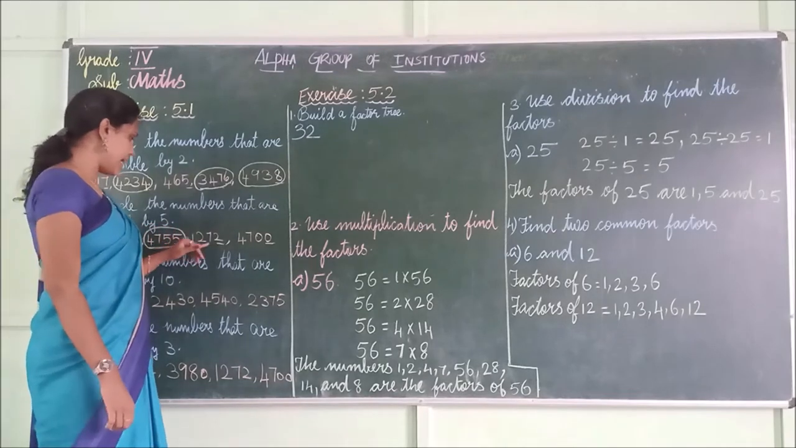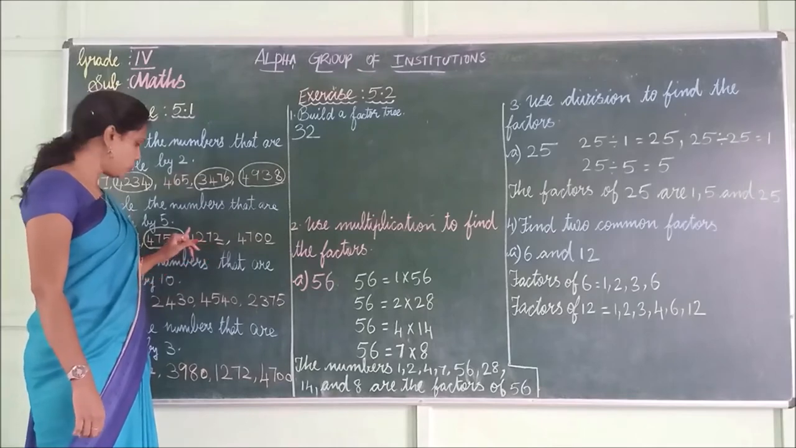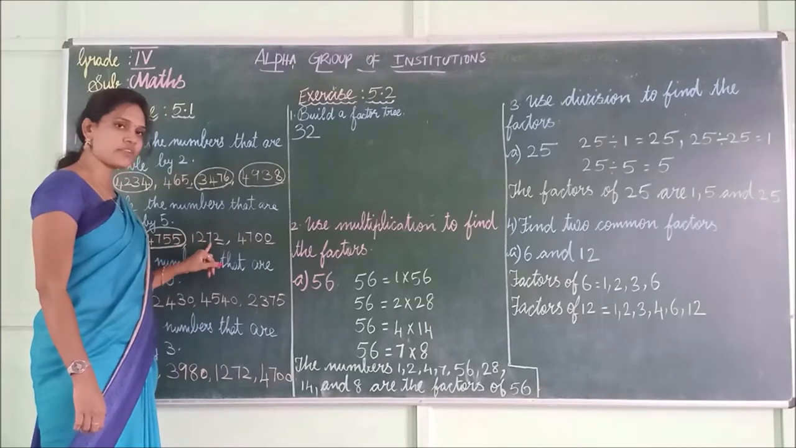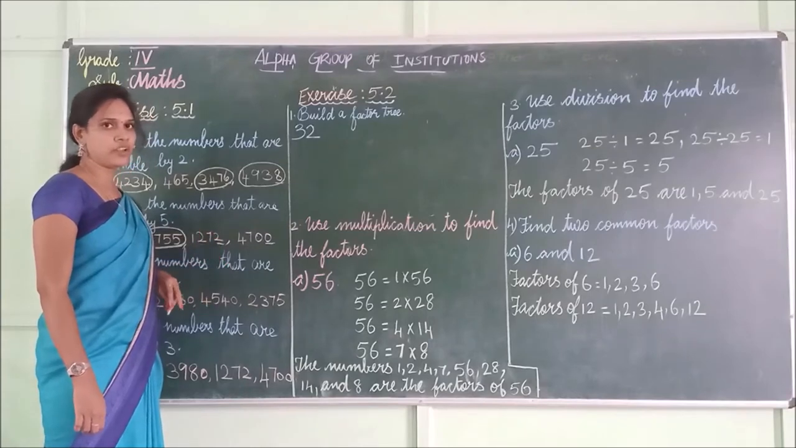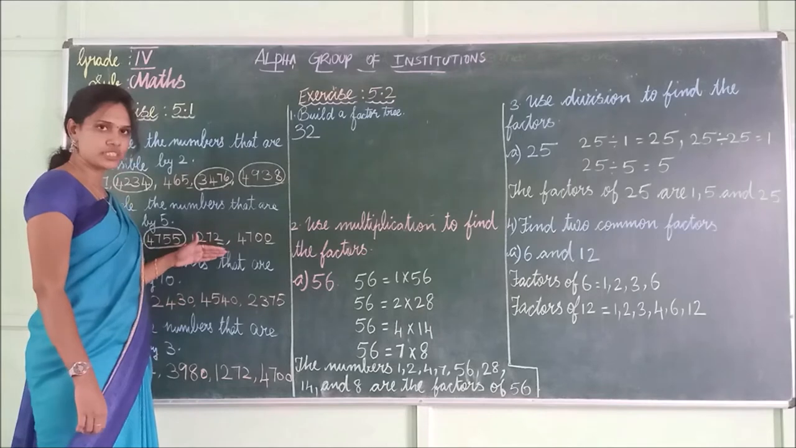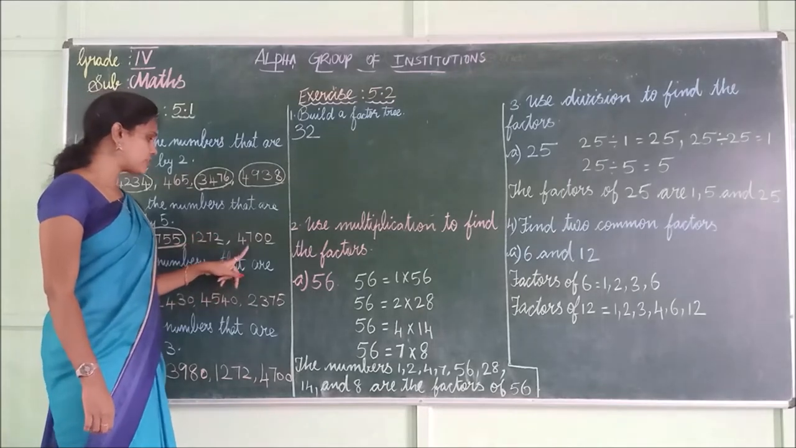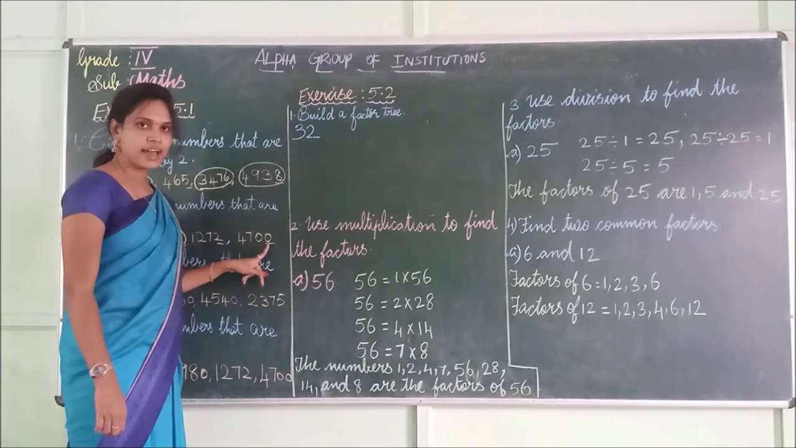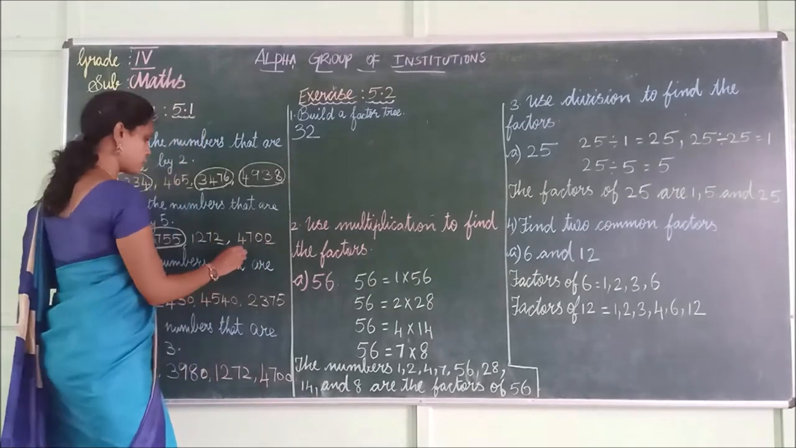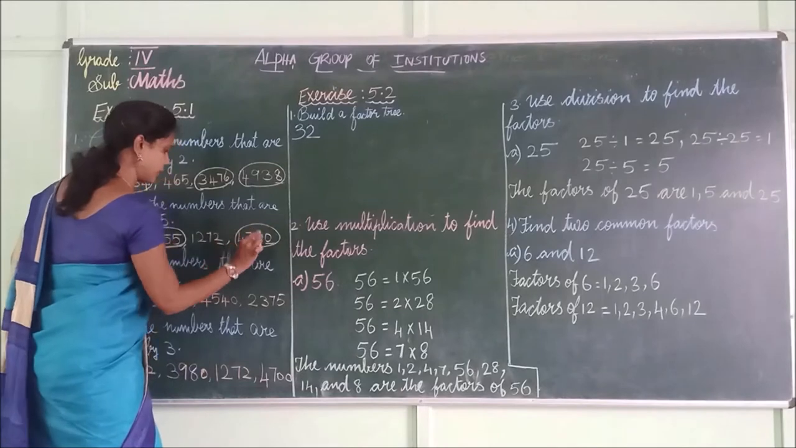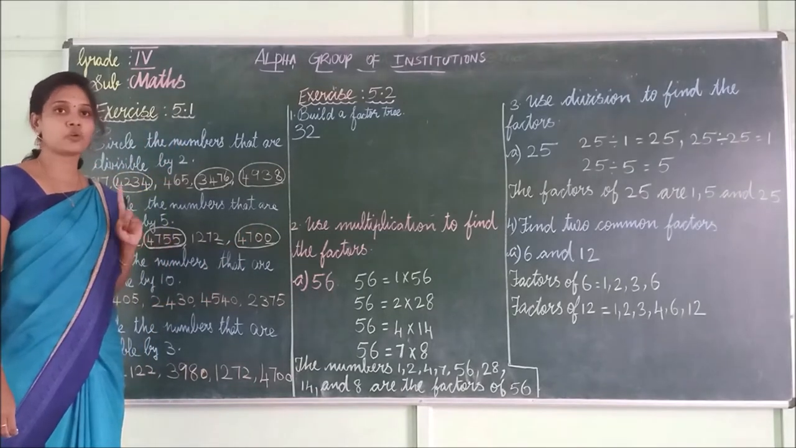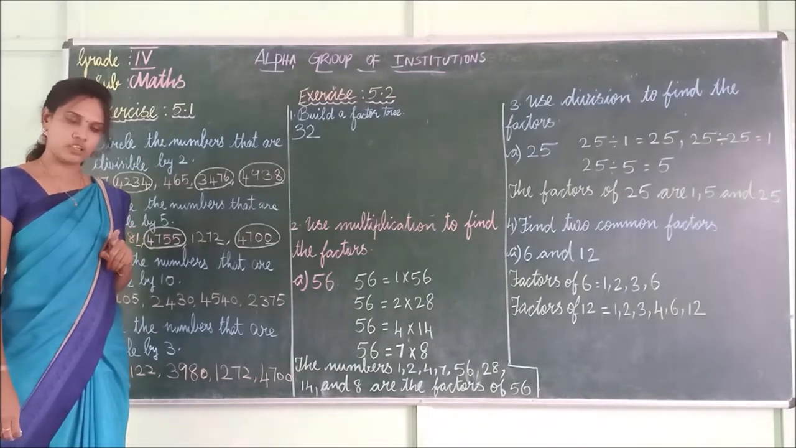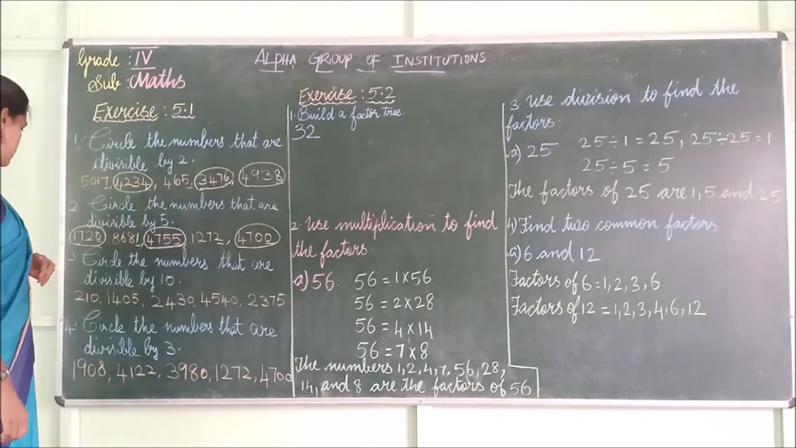Next one. 1272. The last number is 2. 2 is not divisible by 5, so ignore this one, don't circle. Next one, 4700. The last number is 0. 0 is divisible by 5, so circle this number fully. Children, before circling you should know the rule for each and every number. Fine. See the next one.